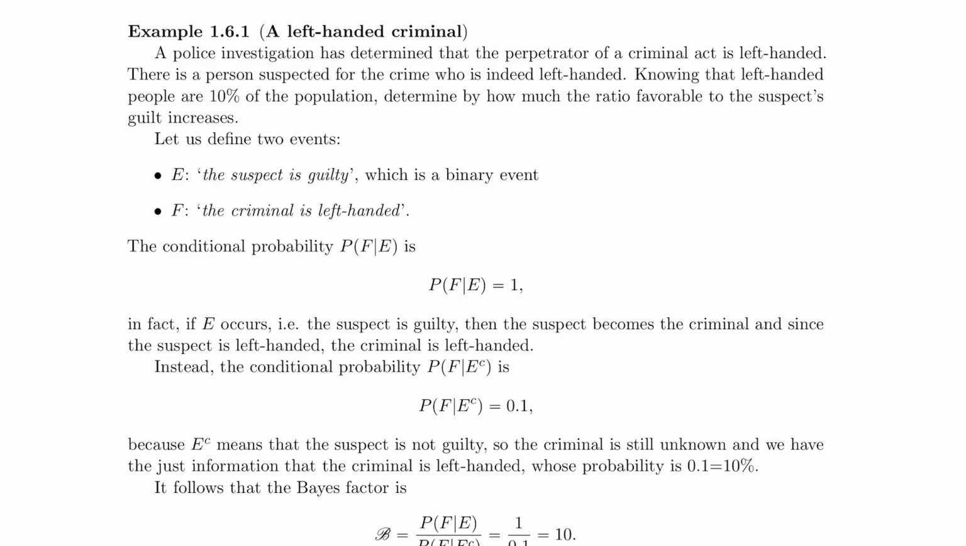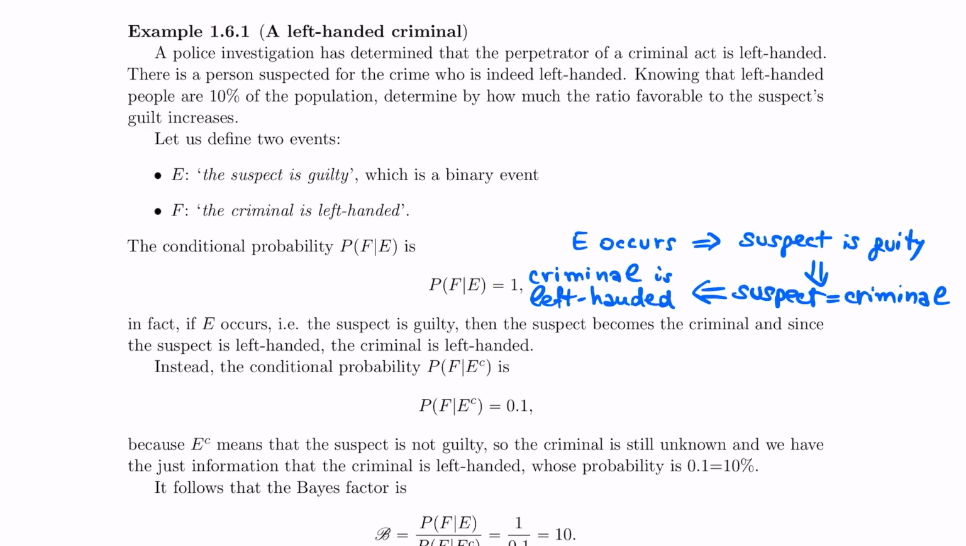First of all, we notice that the conditional probability of the event F given the event E is 100%. To understand why, let's follow these arrows. Imagine that E occurs, then the suspect is guilty, which means that the suspect becomes the criminal. But since the suspect is left-handed and the suspect is the criminal, this means that the criminal is left-handed. And this is exactly the event F. So if E occurs in a deterministic way, we arrive to F. That is, the probability of F given E is 100%.